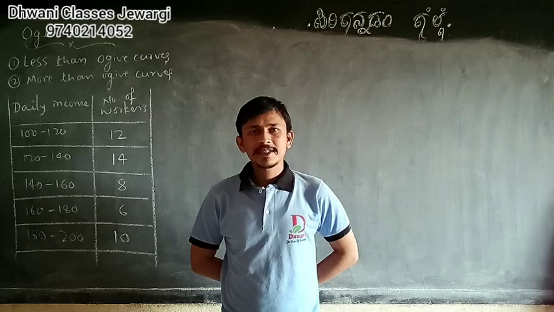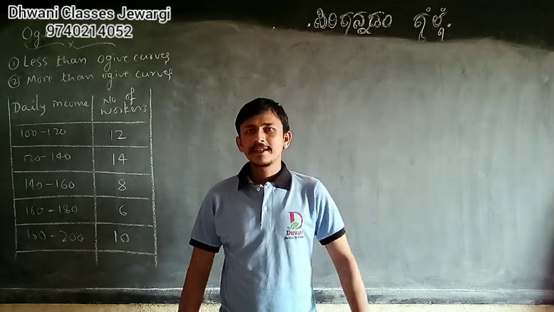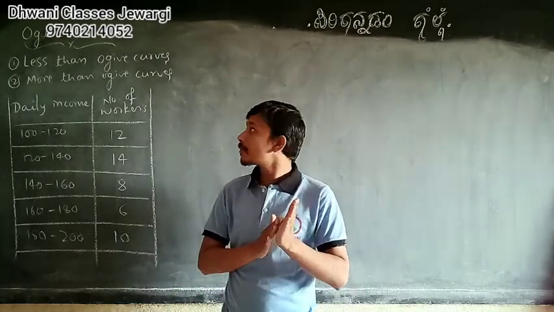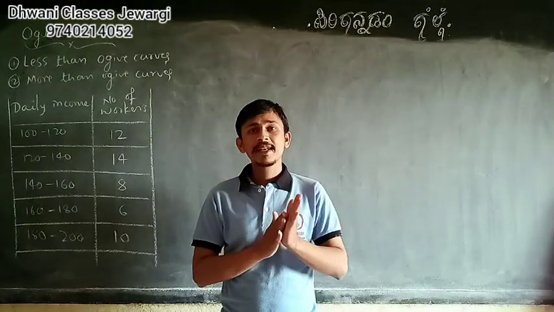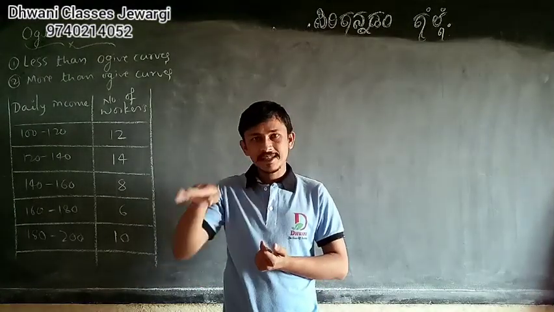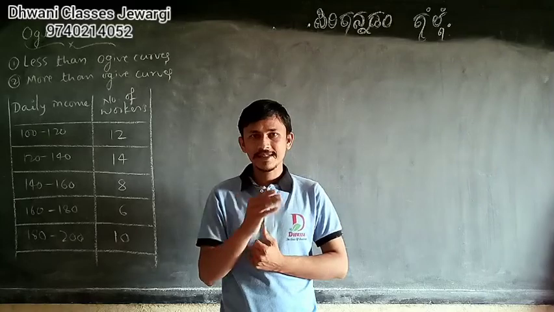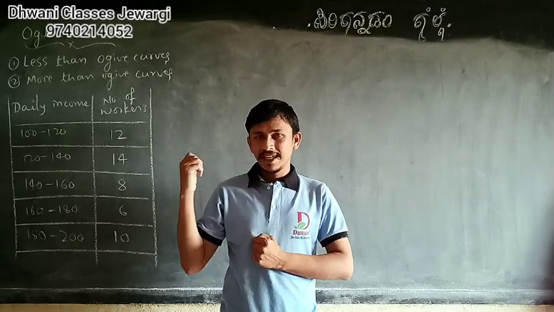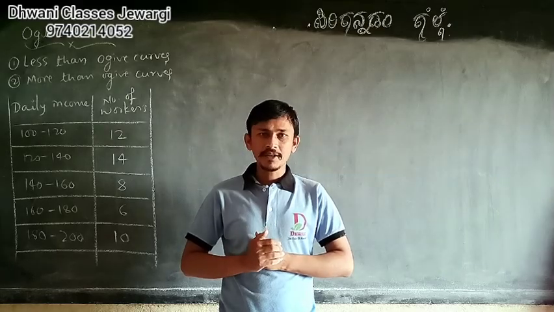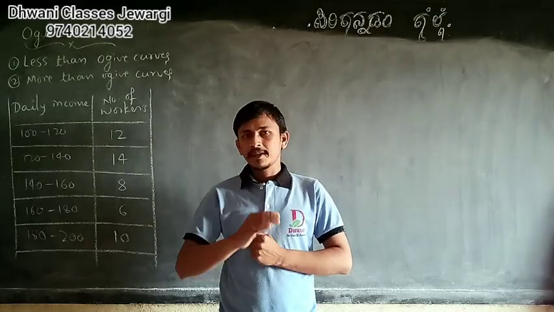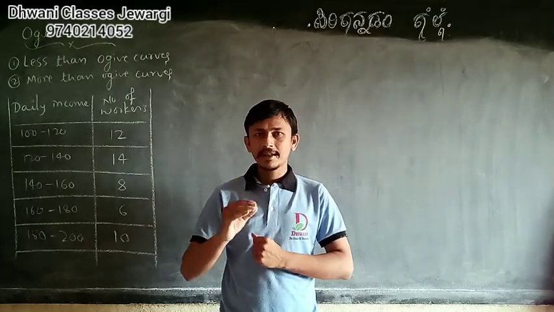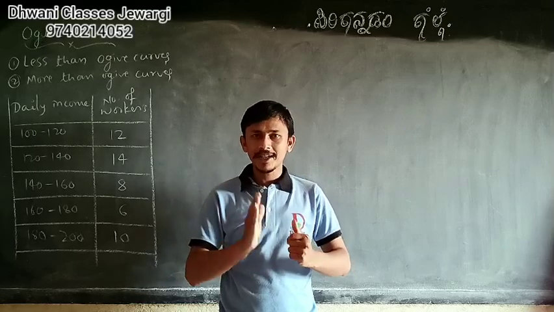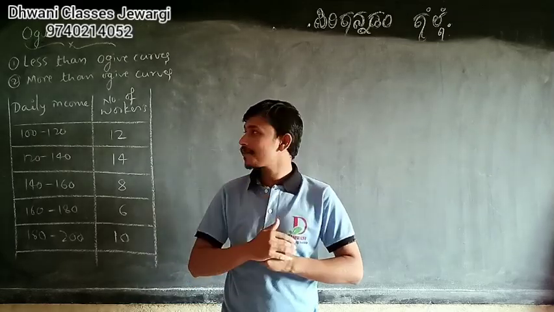Today we will be continuing with the chapter Statistics. In this video you will be learning about Ogive curves. The meaning of Ogive is S shaped, the shape of S, curvy shape. Ogive means curve. These graphs will be drawn with respect to the cumulative frequencies and the upper limit or lower limit of the class. There are two types of Ogive curves.